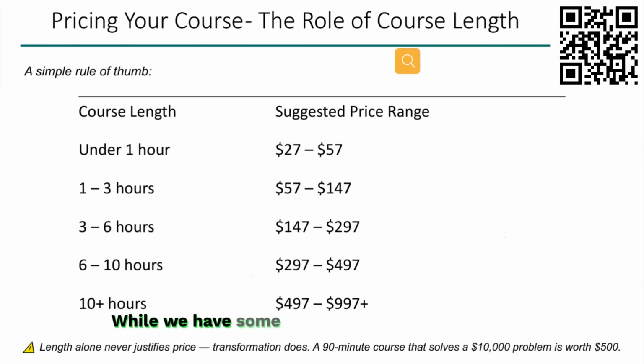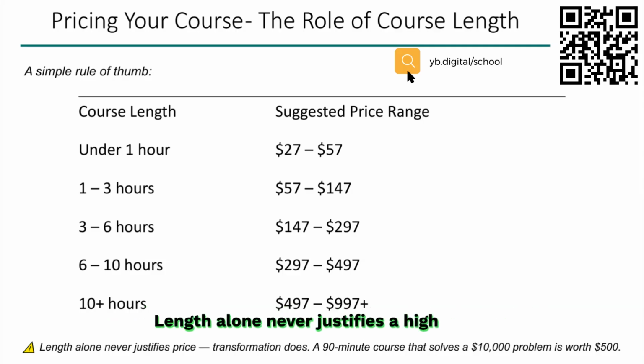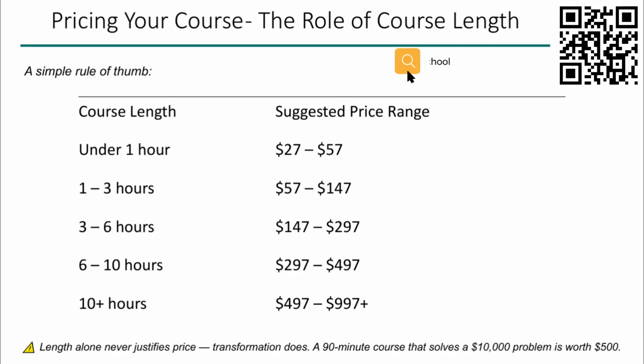While we have some general price ranges based on course length, such as $57 for an hour of content or up to $997 for over 10 hours, I want to share a vital rule of thumb. Length alone never justifies a high price. Transformation does. If you have a 90-minute course that solves a massive $10,000 problem for a client, that content is easily worth $500 or more. Focus on the value of the solution you provide, not just the minutes on the clock.